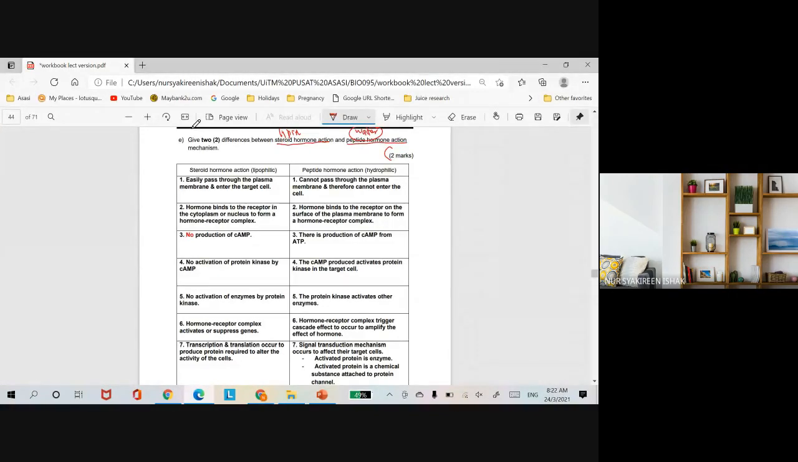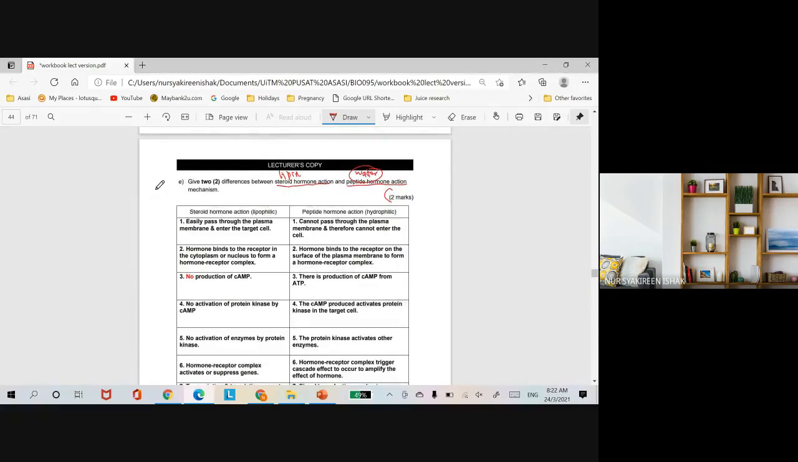Okay, so for the first answer, as for the lipid soluble hormone or steroid hormone action, it can easily pass through the plasma membrane and enter the target cells. So lipid soluble hormone can, because the receptor is located within the cell, either in the cytoplasm or in the nucleus. So they have to cross the plasma membrane. So they can easily pass the plasma membrane because it is also made up of lipid. Your plasma membrane is composed of phospholipid bilayer. So because steroid is also lipid, it can easily pass through the plasma membrane and enter the target cell.